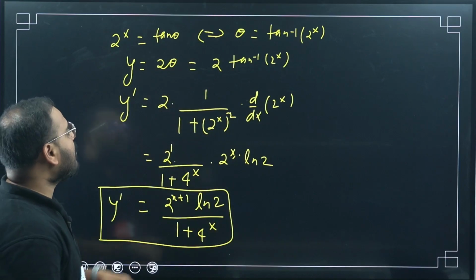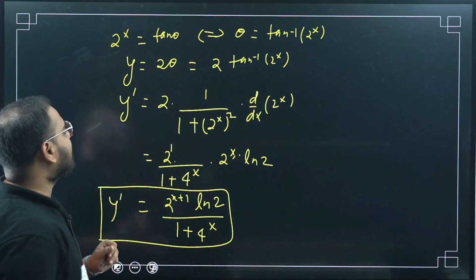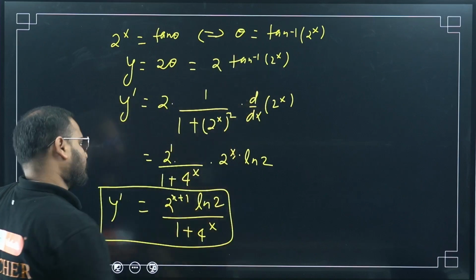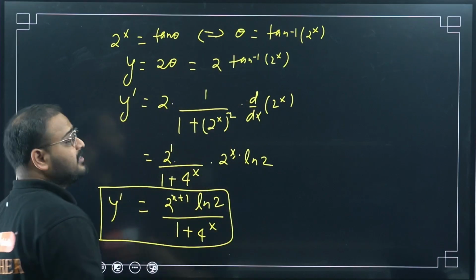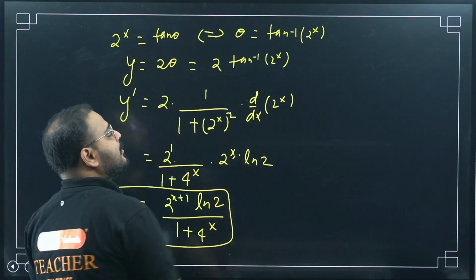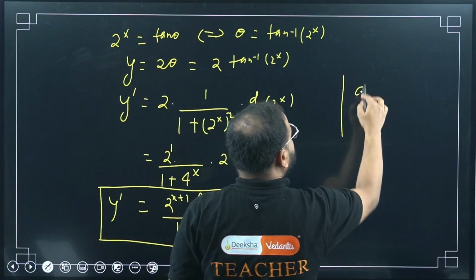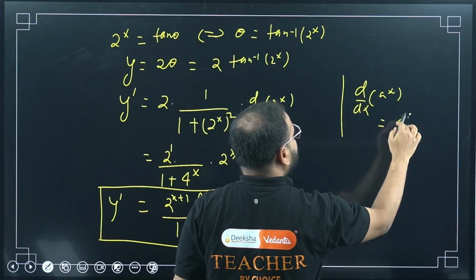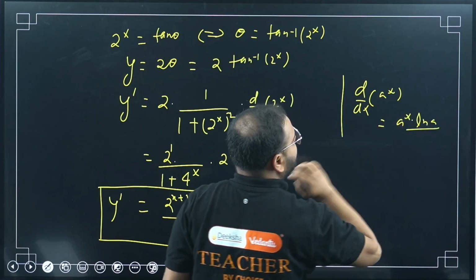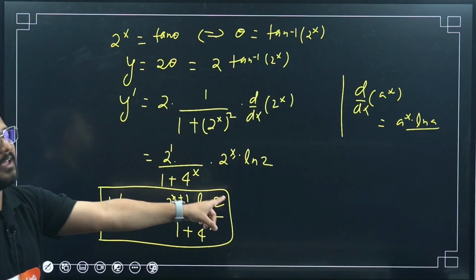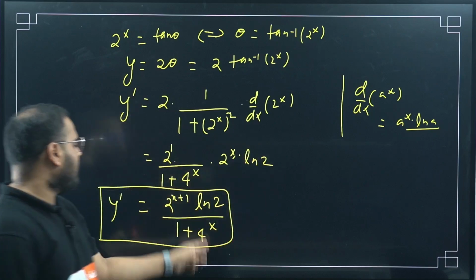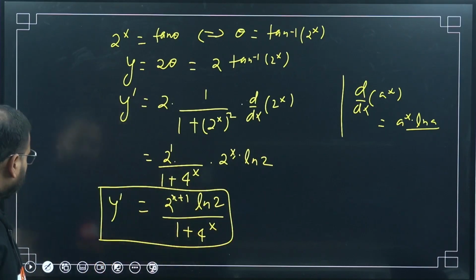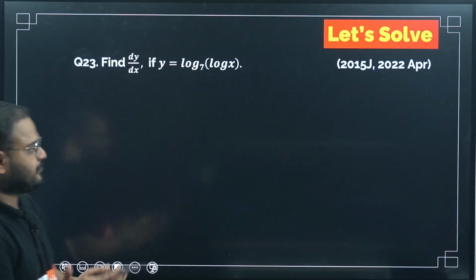Now I had to find the derivative. I take 2 common and differentiate tan inverse. The same thing is here, but the chain rule will also apply to 2 power x. The differentiation of a power x is a power x ln a, so ln a is ln 2 in this case. The answer is 2 power x plus 1 ln 2 upon 1 plus 4 power x. Okay, moving on.